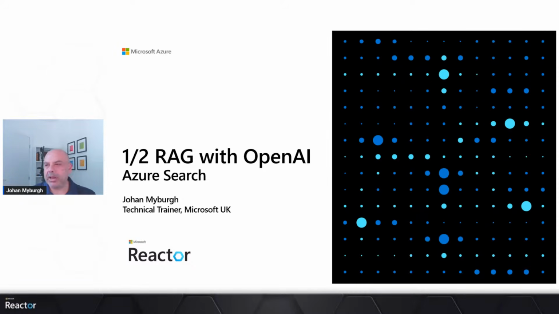My name is Jan Meiberg. I'm a Microsoft technical trainer with Microsoft here in the UK. We are busy with a series around RAG with the Azure Open AI service. So this is session number 2 out of that series.